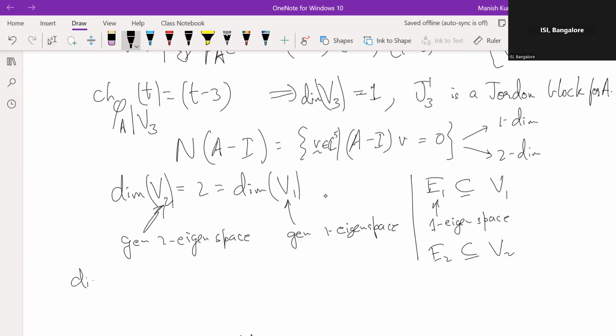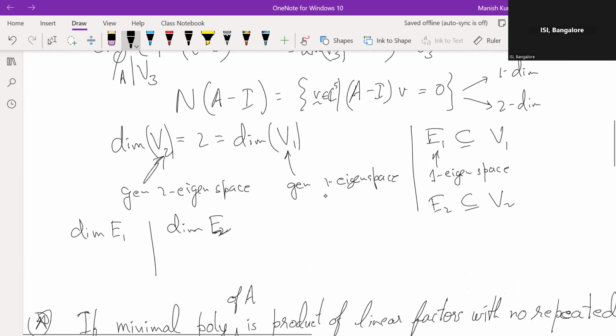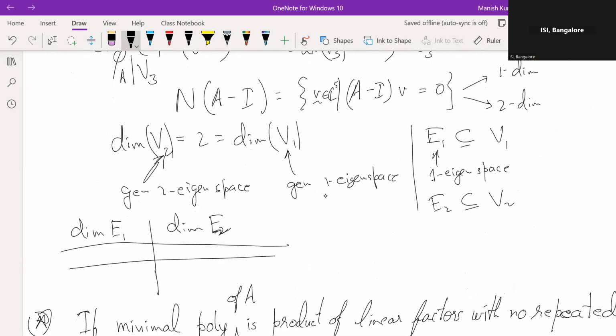For dimension of E1 there are two cases, and for dimension of E2 there are two cases. So the two cases are 1 and 2. So in total there are 4 cases.